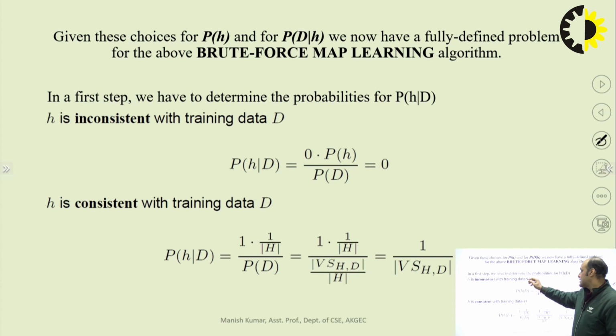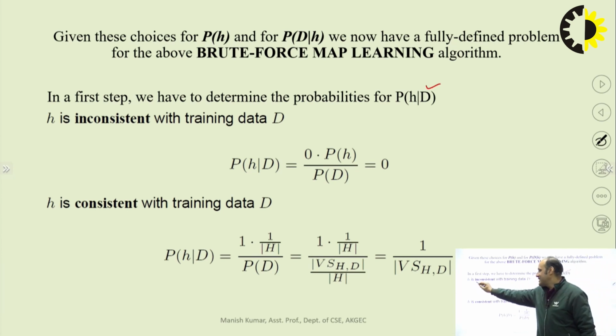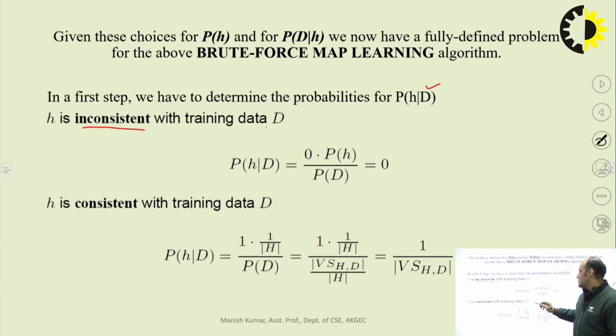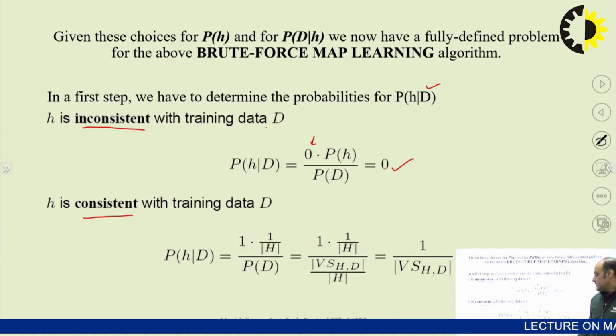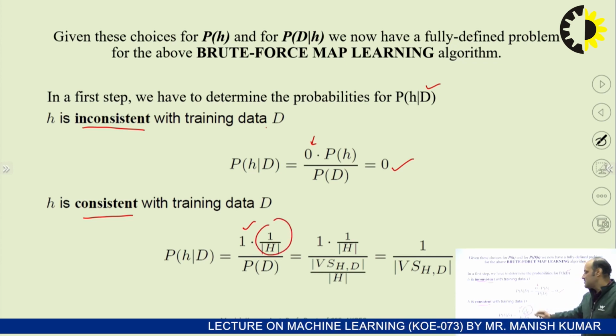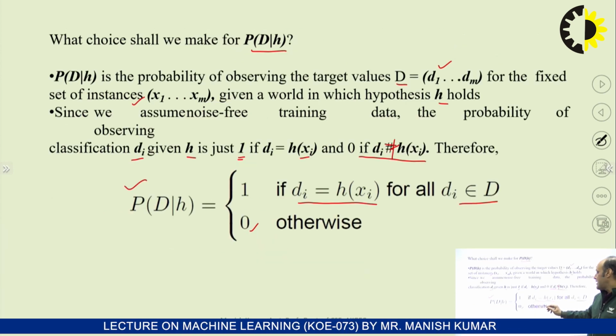So in our first step we determine the probability P(h|D). If h is inconsistent with training data D, we put it here as 0. So it results in 0, number one. Secondly, if h is consistent with the training data D, then we put here a value equal to 1. Now, where does this P(h) come from? We have already found it here.